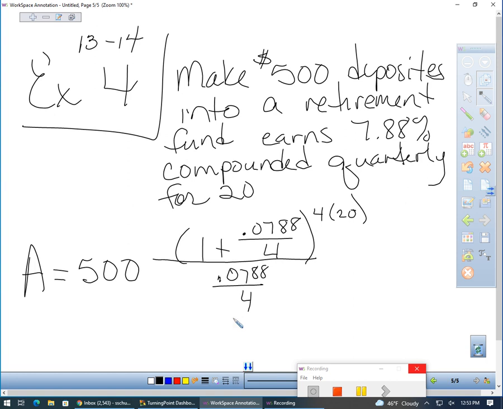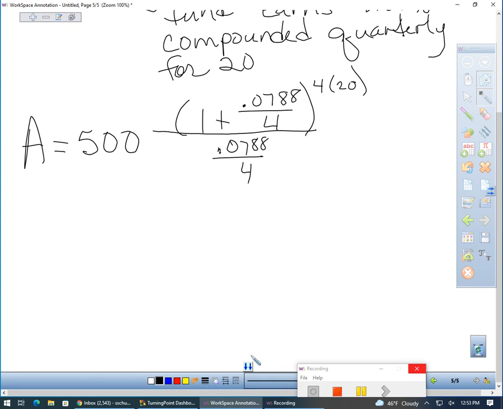All right, so everybody's got the formula all in there, right? So how I recommend you type this in is to do this top part of the line first. So calculate your 1 plus 0.0788 over 4 to the 80. Then times that by 500, hit enter, and then divide by 0.0788 over 4, and make sure you put that in parentheses. Okay? So it's going to take a little practice. That's why we have a little bit of time.